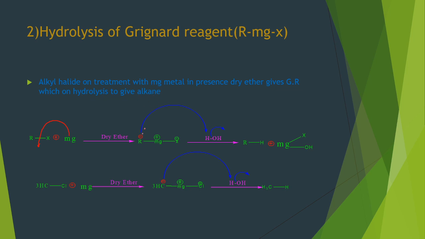Now this Grignard reagent on hydrolysis gives alkane. R minus will take a proton from water, H2O, and at the same time the hydroxyl group will be removed from the reaction. So X is replaced by H, that is, alkyl halide is converted into alkane.